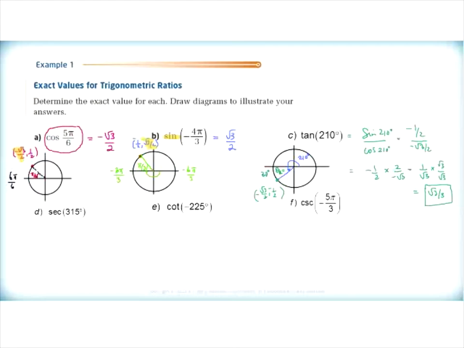Okay. D. The secant of 315. Draw my diagram again at 315 degrees. Construct my unit circle. 315 degrees, positive direction, we're rotating 315. It's going to bring me approximately right here. It's in the fourth quadrant, 315 degrees. The reference angle is the angle measured from the positive x-axis, and the reference angle in this case is going to be 45 degrees.